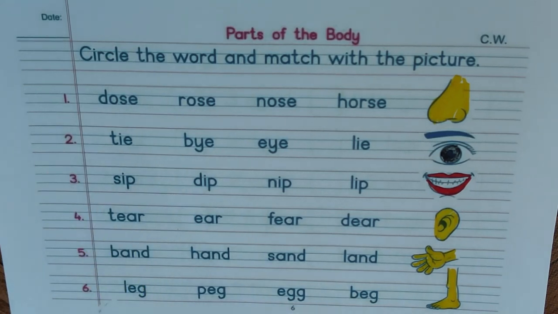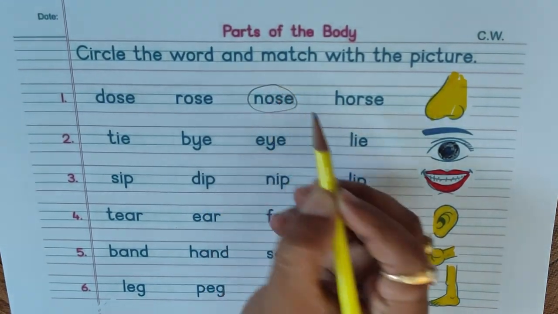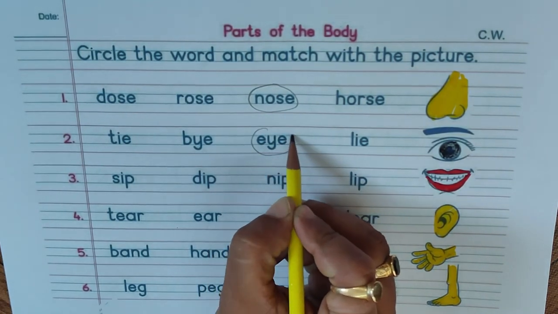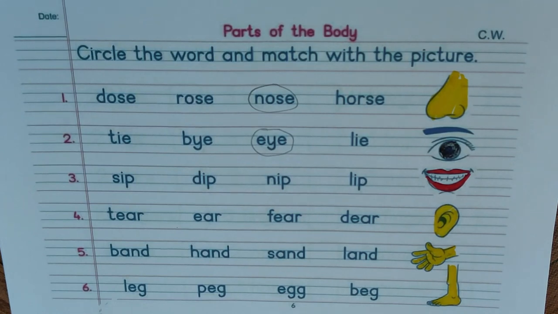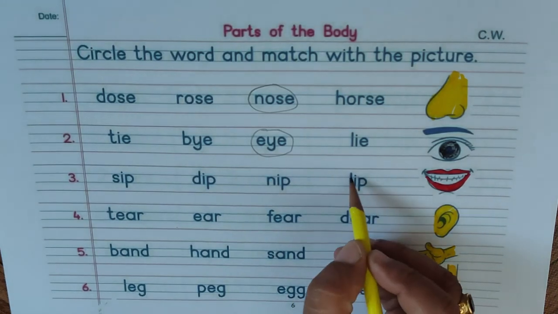One, what is this picture? This is the picture of a nose. So we have to circle nose. Next, two, this is the picture of an eye. So you have to circle the eye over here. Three, what is this? Is it a sip, dip, nip? No, it is a picture of lip.